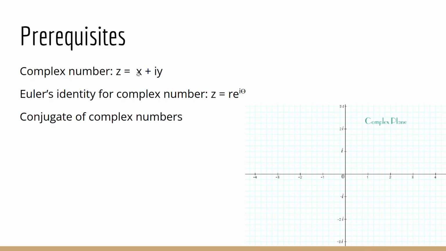So z equals x plus iy, where x is the real part of our complex number, and y is the imaginary part of our complex number. Or we represent it in polar form, in terms of its magnitude and its phase. So z equals x plus iy also equals r times e to the power of i theta.